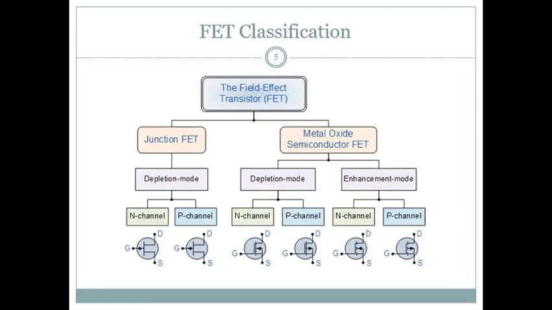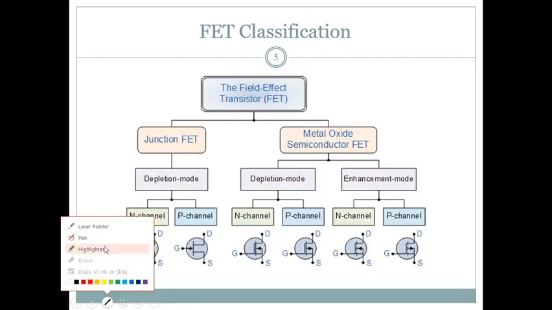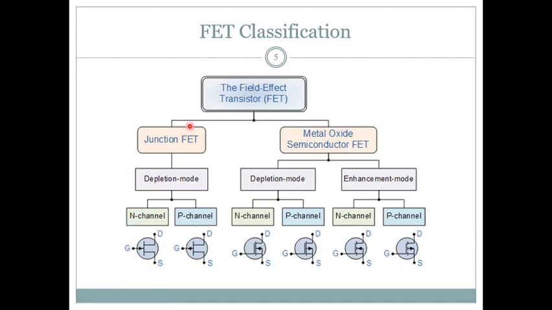Right? So if you look at the whole classification of field effect transistors, there are two main types, junction field effect transistor and the metal oxide semiconductor or insulated gate field effect transistor on the right hand side. And JFETs are anyway depletion mode. So JFETs can be further divided as N-channel and P-channel. We will see what those are. Then MOSFETs are divided into two subcategories, depletion type MOSFETs and enhancement type MOSFETs. And then they can further be divided as N-channel and P-channel, both the types.